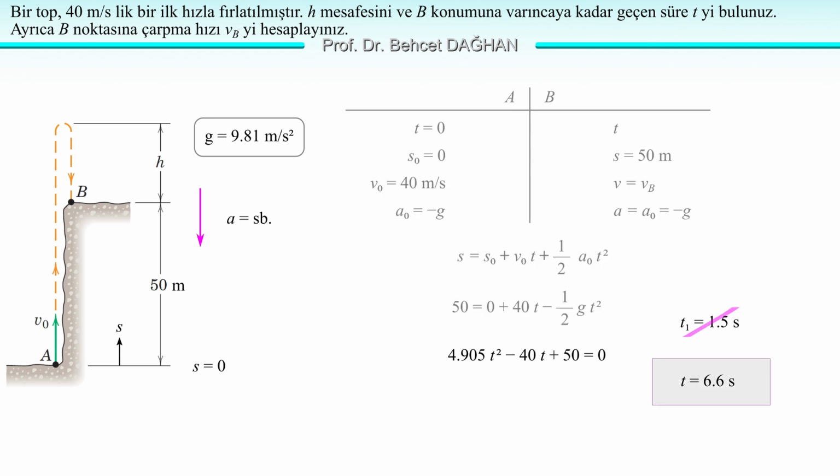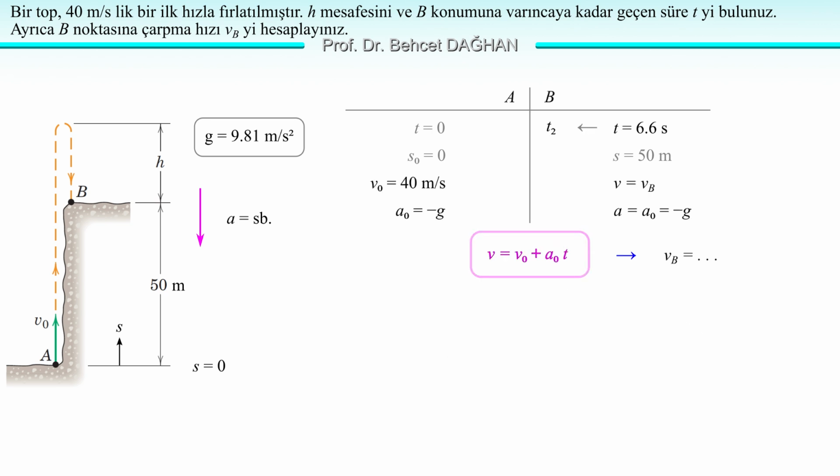The first root is 1.5 second. This is the instant when the particle passes upwards from the level of B. That's not the answer we're looking for. The second root is 6.6 second. By the time it returns to B, 6.6 second will have passed. That's the answer we're looking for. T equals 6.6 second. 1.5 second isn't the answer.